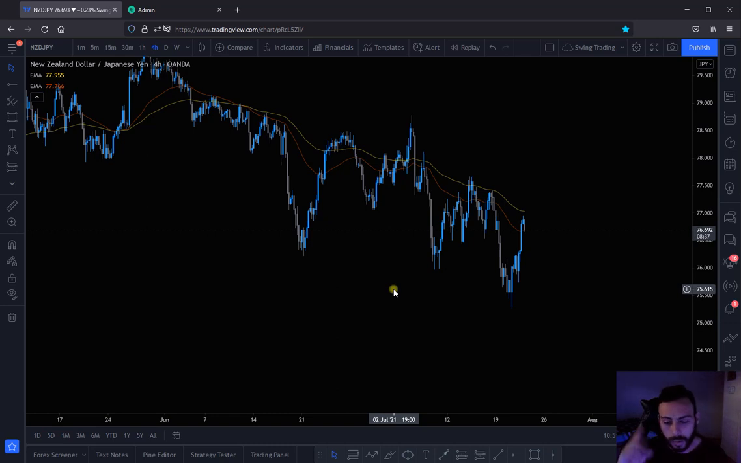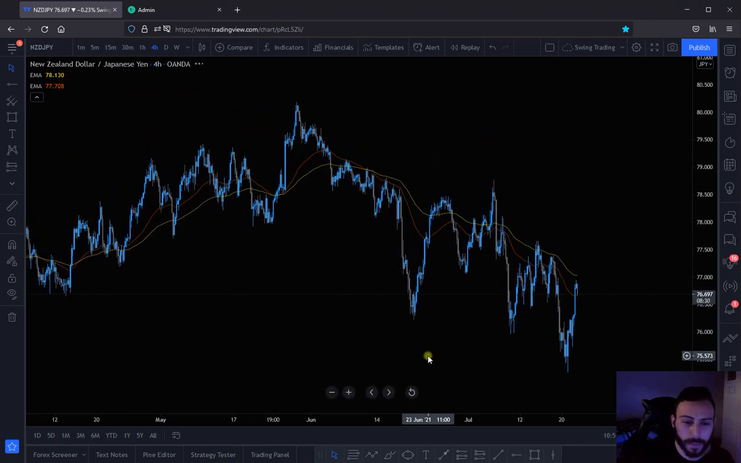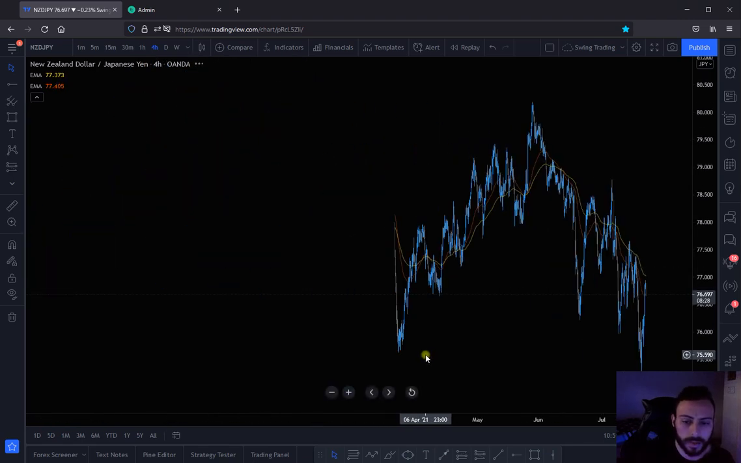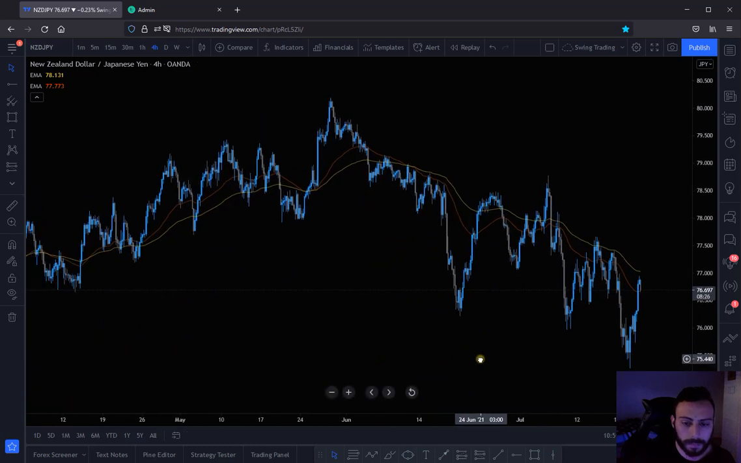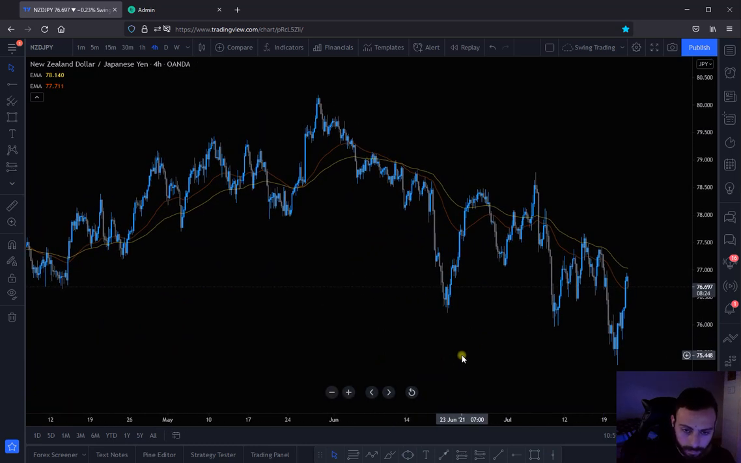Okay, so you got 3 steps in drawing support and resistance levels. Step 1, jump on a 4-hour time frame and zoom out just a bit, not too much. I wouldn't zoom out like this. I'll zoom out just a bit, okay? Now from this, that's step 1. 4-hour time frame, zoom out.